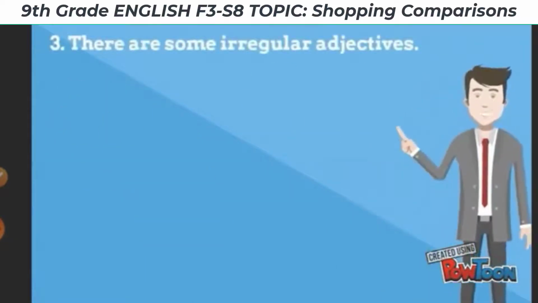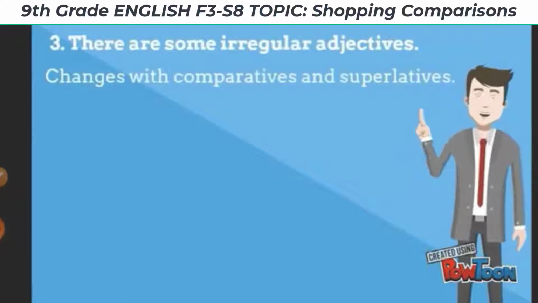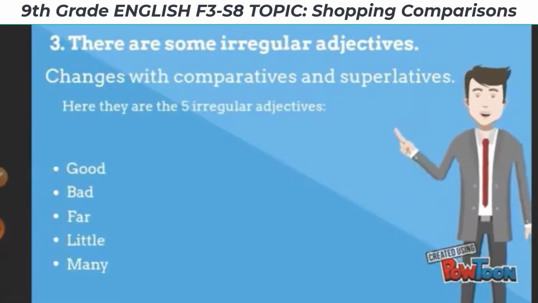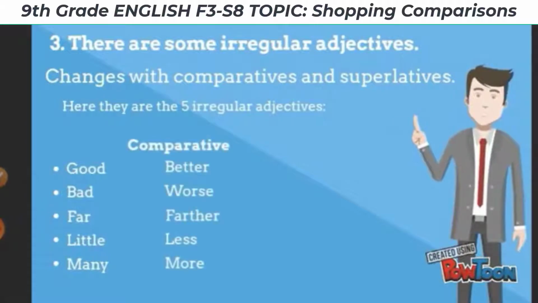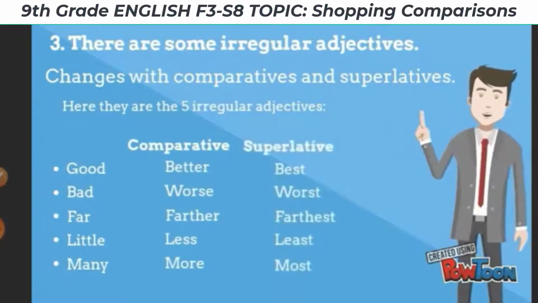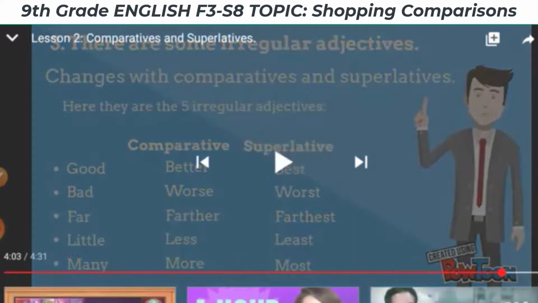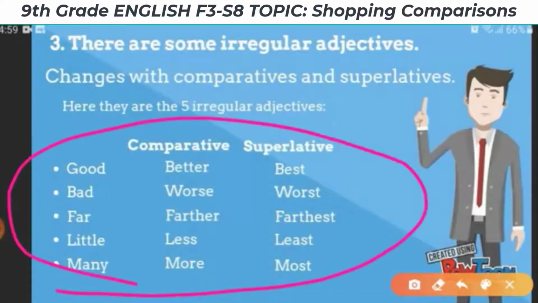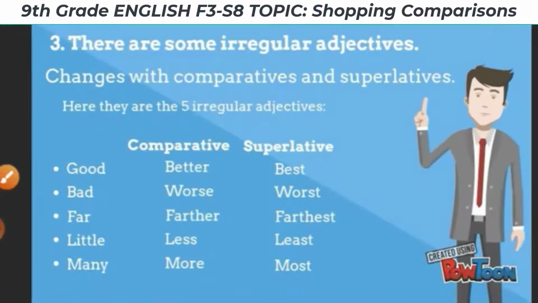And there are some irregular adjectives that change with comparatives and superlatives. There are 5 of them, which are good, bad, far, little, and many. And here you have the comparative form and the superlative form. You might want to take a screenshot of this, okay? Le pueden tomar a screenshot if you want, because this will help you later on. Puedes tomar a screenshot, okay? Let's continue.